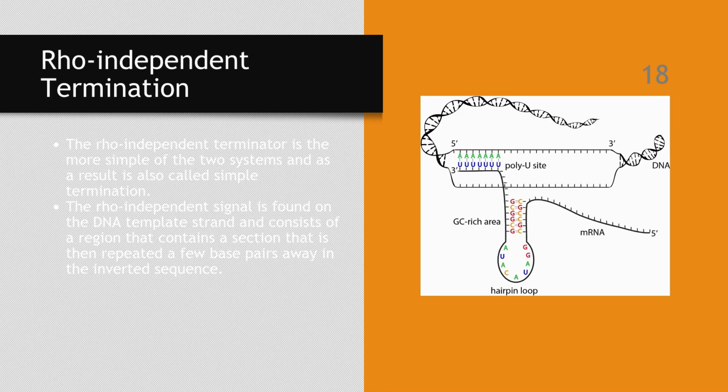Looking at this diagram for Rho-independent termination, you can see the key features. The RNA forms a GC-rich hairpin loop structure which destabilizes the RNA-DNA hybrid in the polymerase. This is immediately followed by a stretch of adenine bases on the DNA template, which results in a string of uracils in the RNA. This weak U-A hybrid, combined with the hairpin, causes the RNA to be released.